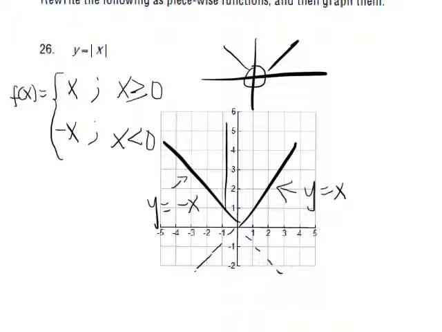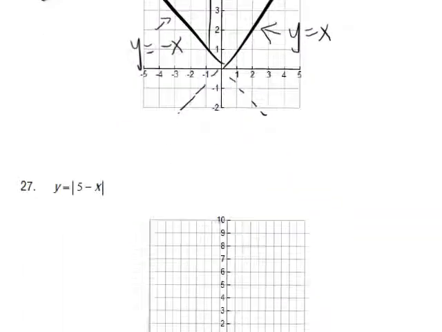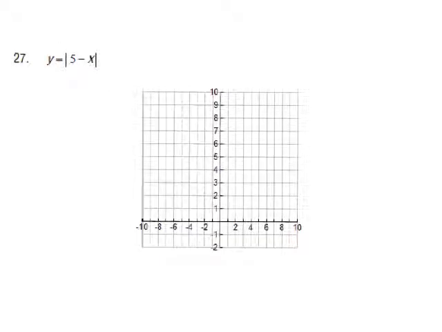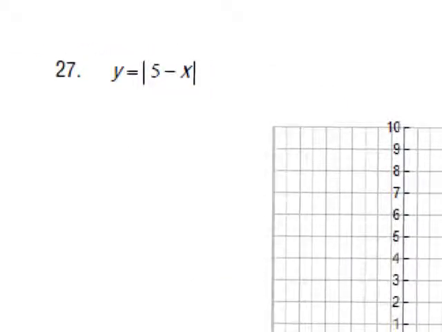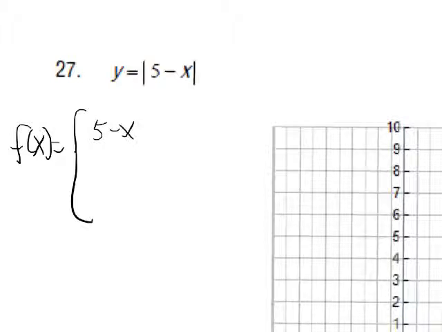So let's go to problem 27, and we're going to rewrite this without even making any sketches. So here we go. f of x equals, we're going to grab the inside and just copy it as my first function. And remember, the second piece was the same thing, but we just switched the sign, so negative 5 minus x. And now I need to come up with the domains. Here's where the thinking part comes in.